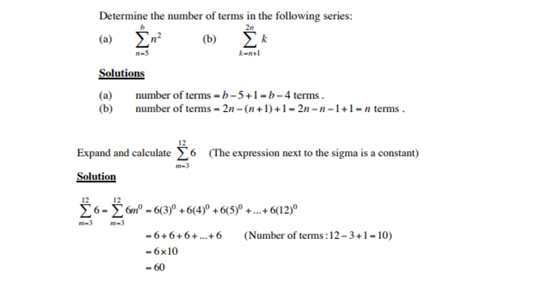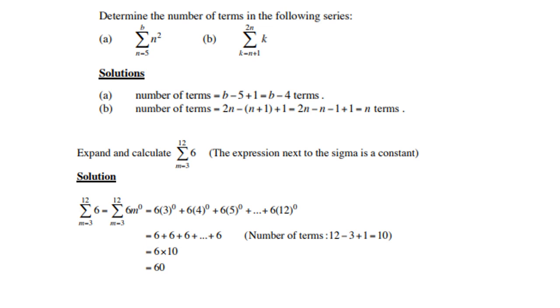Next one, expand and calculate. The sum of 6, m equals 3 to 12. Now the expression next to the sigma is a constant. Be careful now. Now we're dealing with a constant 6. So slightly different, but I need to bring in m. So what I do is, I write 6 as 6m to the power 0. Now that is acceptable, because m to the power 0 is 1, and 1 times 6 is 6. So I'm not changing my values here.